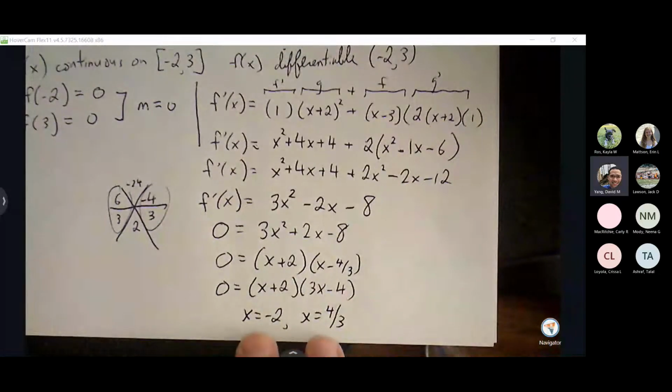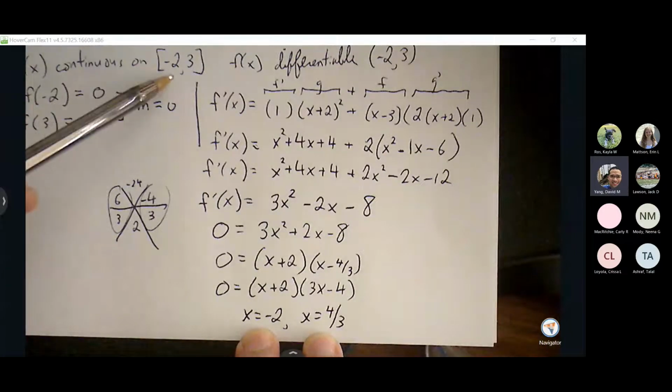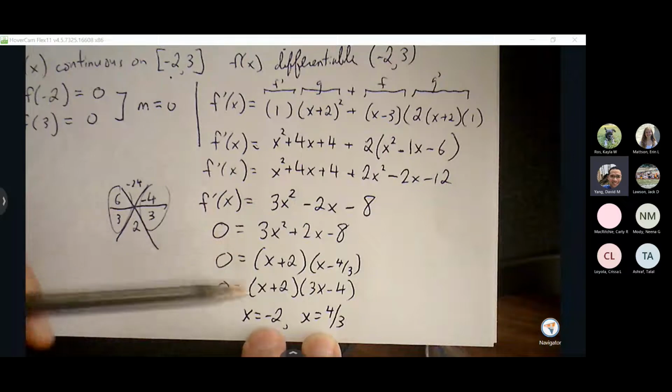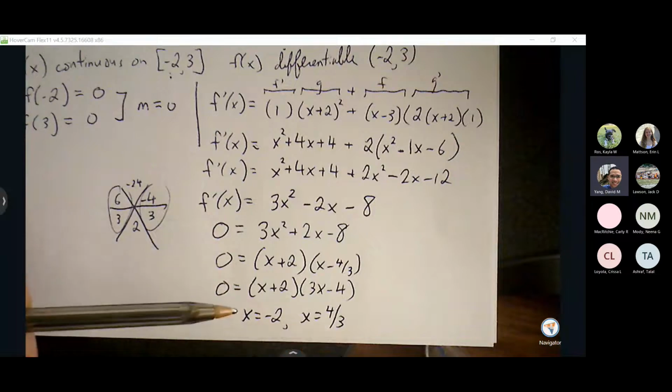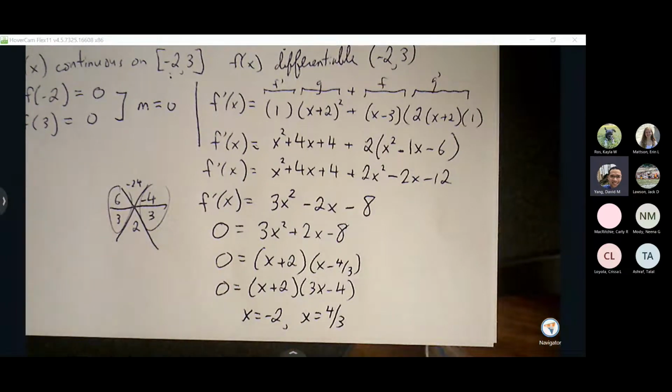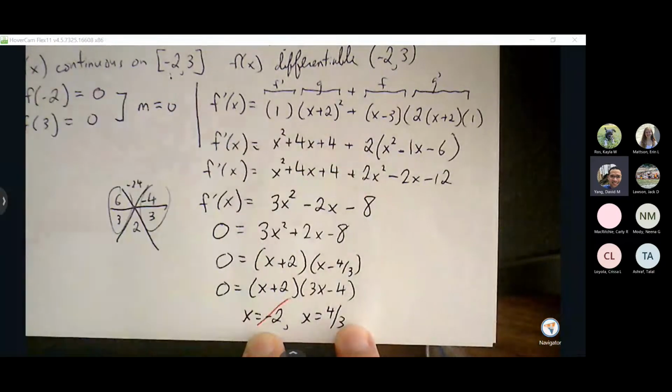Okay, so once we look at our potential C values, we only want to keep the location that's actually living between the endpoints. -2 is close, but it's not good enough. An endpoint is not, our C value has to be on the open interval. So -2 is almost there, but not quite. C is 4/3.